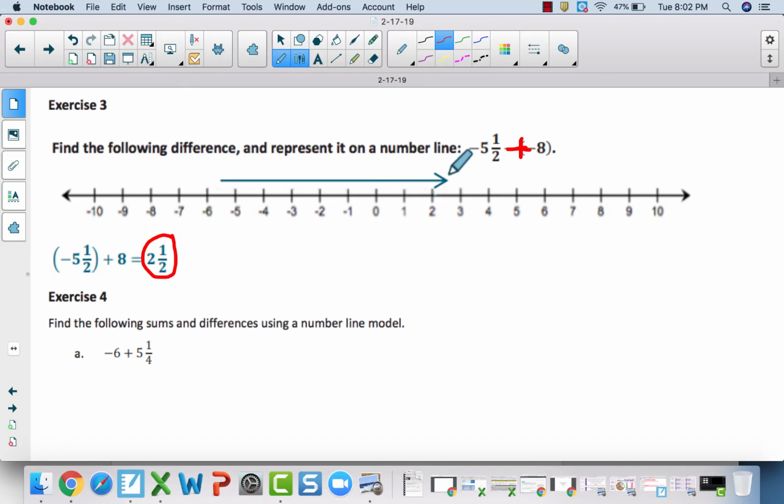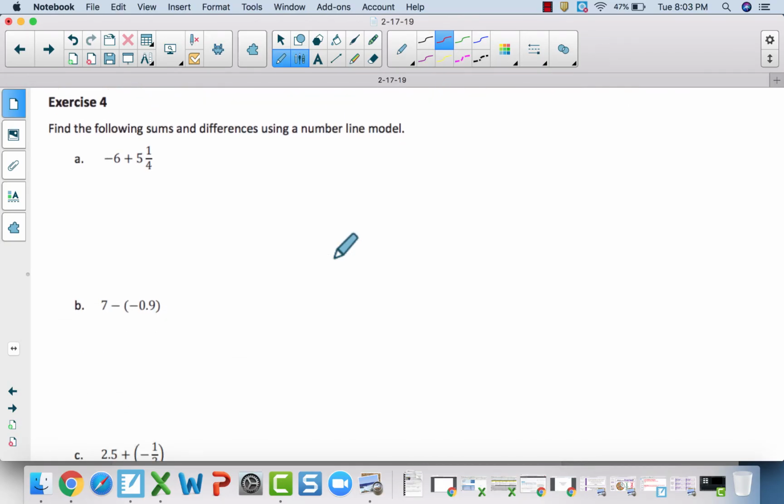That is 2 1/2, which is modeled right here on this number line with our vector starting at -5 1/2 and moving to the right 8 spaces, because that 8 ends up being positive once you switch it into an addition expression. Now, with that in mind, move forward, try exercise 4. Check the video when you are done with all parts of exercise 4.